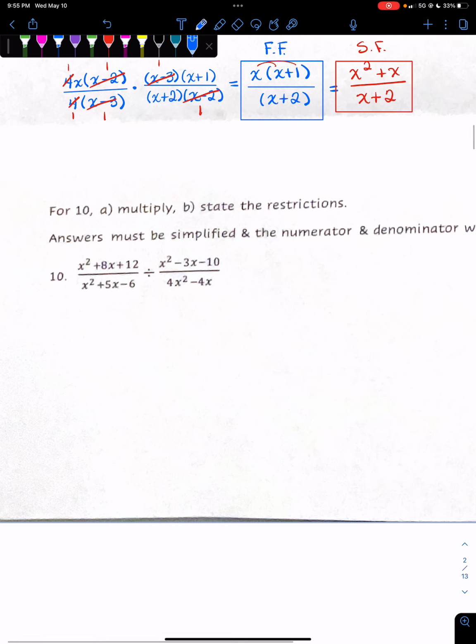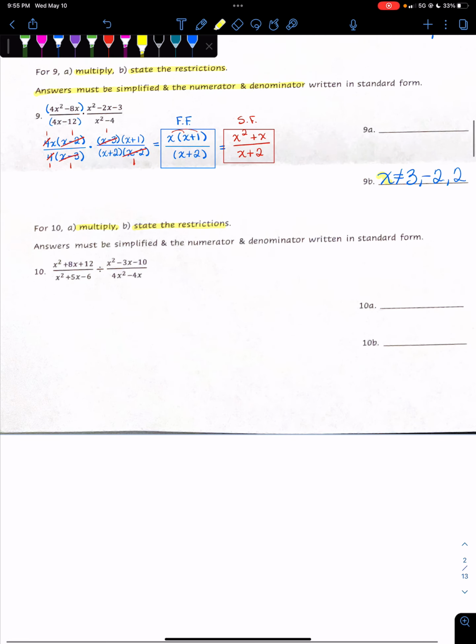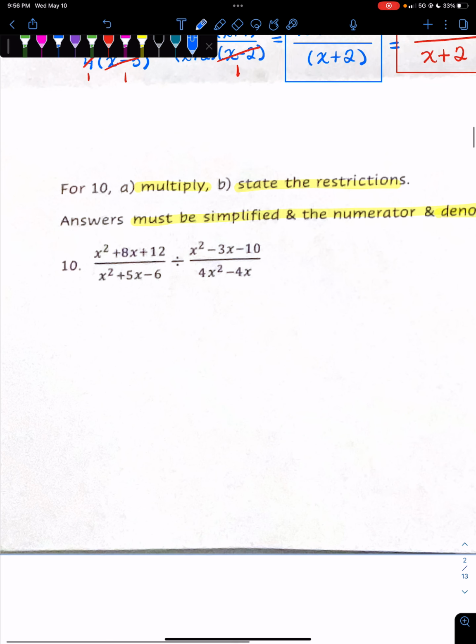So for number 10, we are going to multiply these and state the restrictions. Okay, the answer must be in simplified form with the numerator and the denominator. And again, we're going to have it written in factored form, but you can also see that standard form can be written. All right, so let's go ahead and look at these. First one's a trinomial in this numerator, so I'm going to go ahead and factor that. So with this one, I know that it can be factored into x plus 2 times x plus 6. What two numbers multiply to 12 and add to 8?